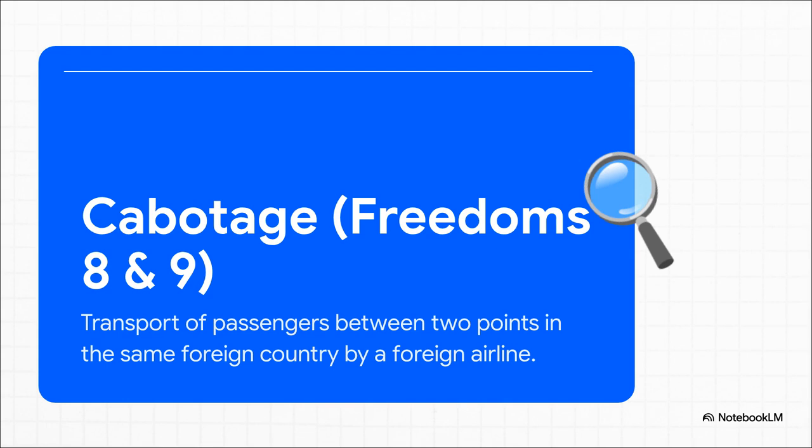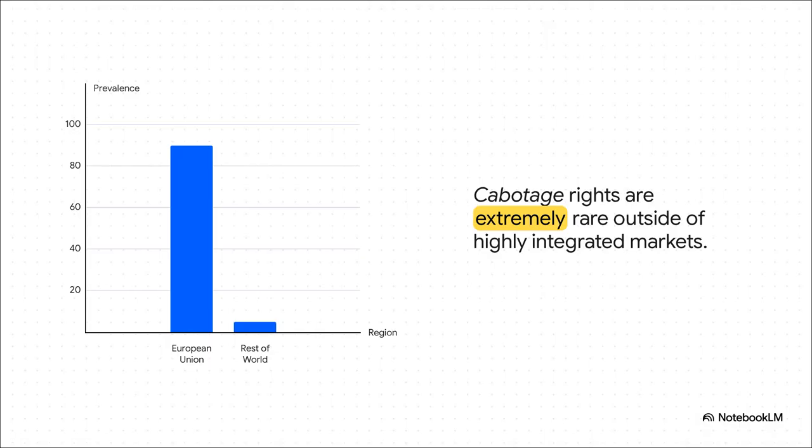And that, my friends, brings us to the absolute holy grail of aviation rights, cabotage. This is the right for a foreign airline to fly domestic routes inside another country. This covers the 8th and 9th freedoms, and it is the most fiercely protected right of them all. And you can see just how rare this is. I mean, look at that.